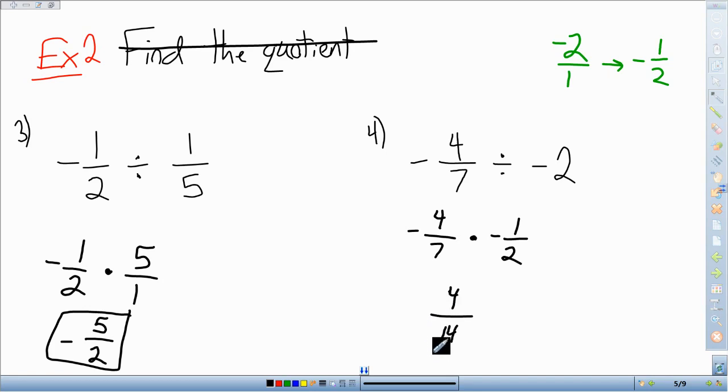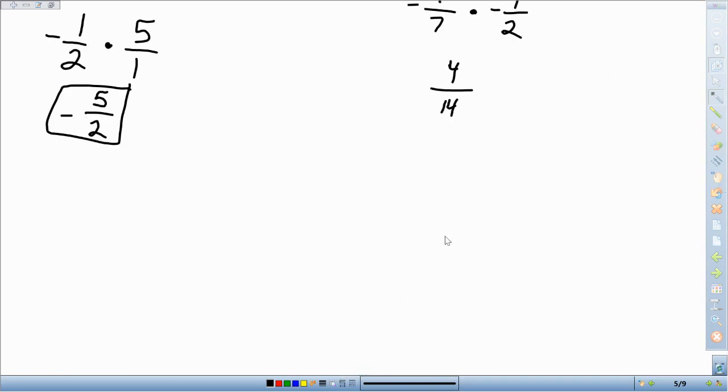I know these are both even numbers. At the very least, 2 can be divided into both of these. It can reduce down. So let's go one more step and reduce this thing. 2 goes into 4 2 times and 14 7 times. Okay, so there's a little bit cleaner answer on that one. And if you can reduce on any of these problems we do throughout the year, do it.